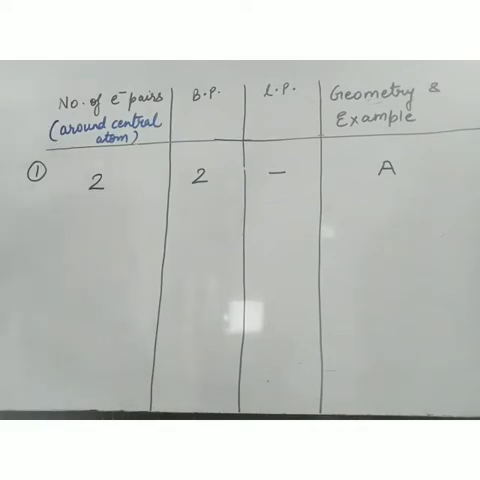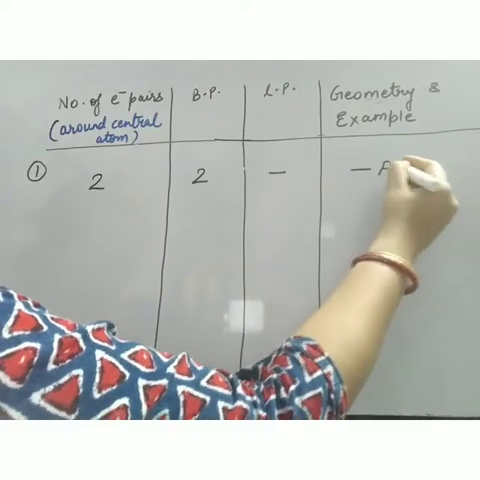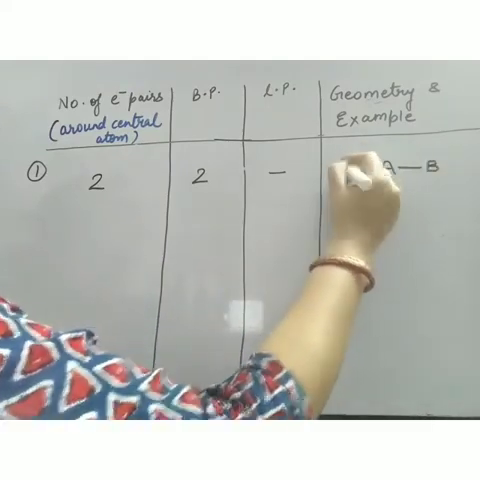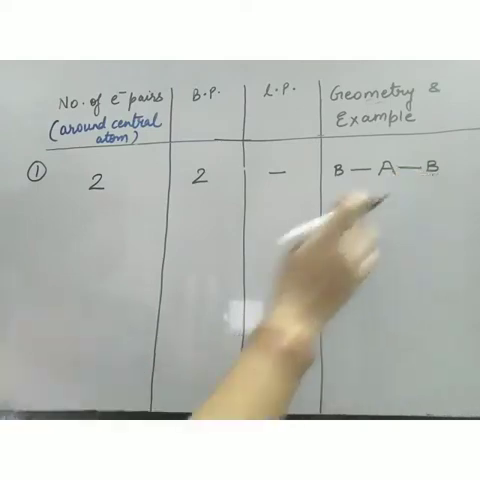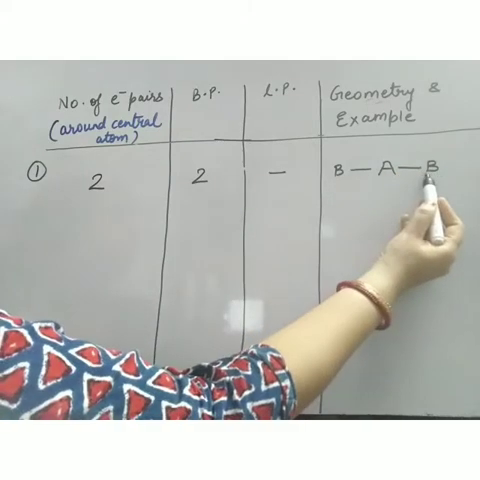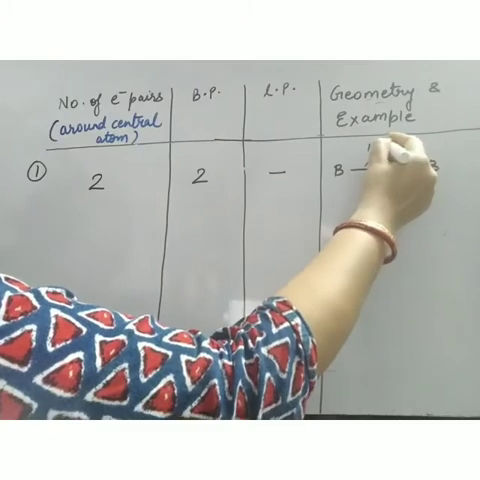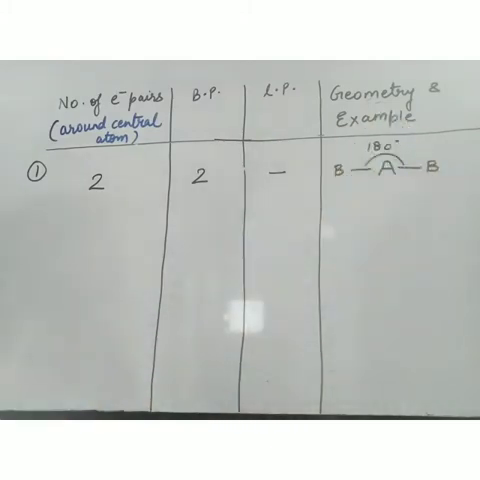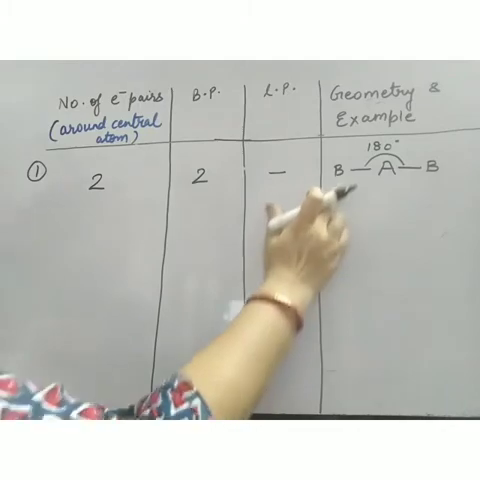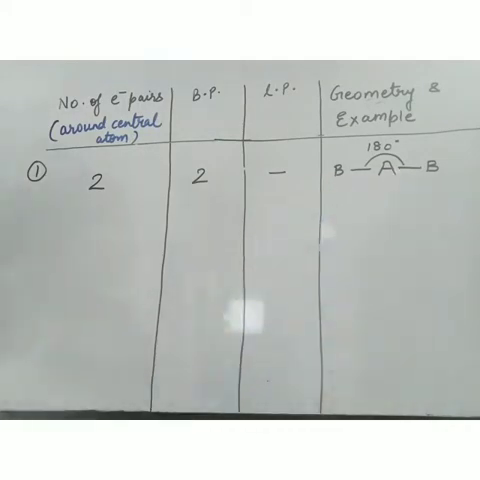The two bond pairs will occupy such positions where the repulsion is minimum, and such positions are at an angle of 180 degrees. This is the first bond pair, this is the second bond pair. It is found that when the two bonded atoms are at an angle of 180 degrees, the repulsion is minimum.